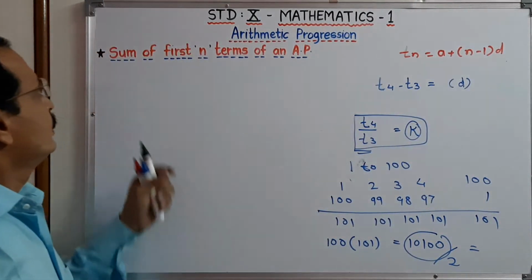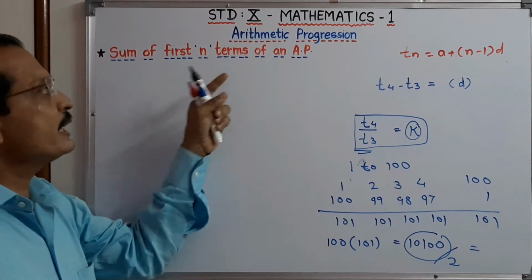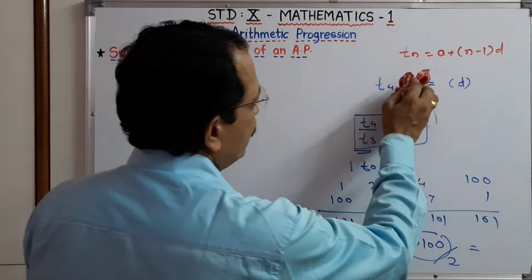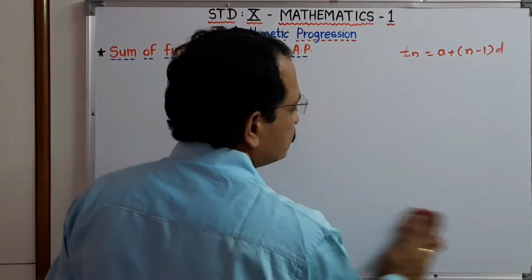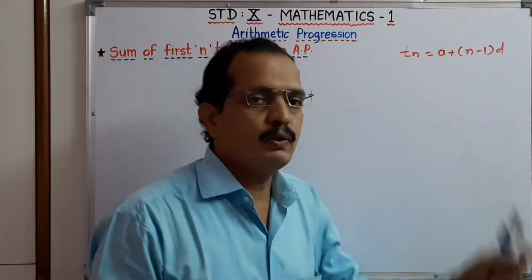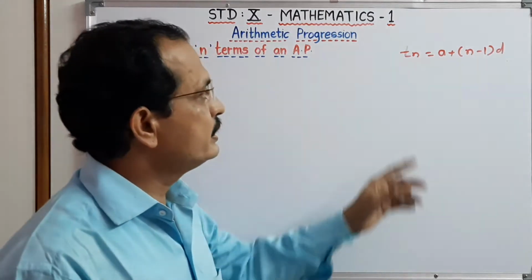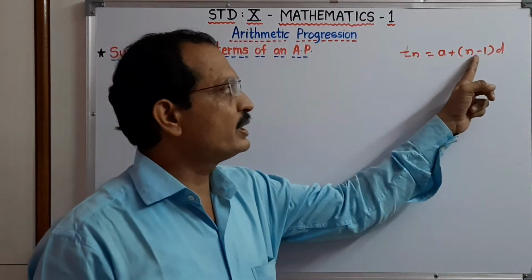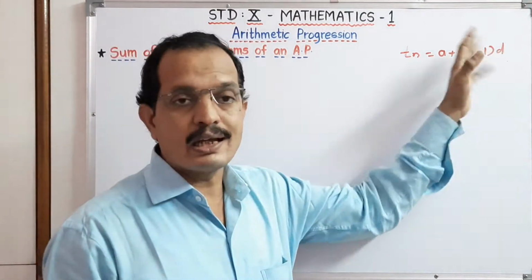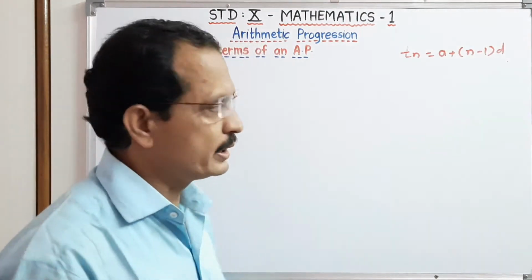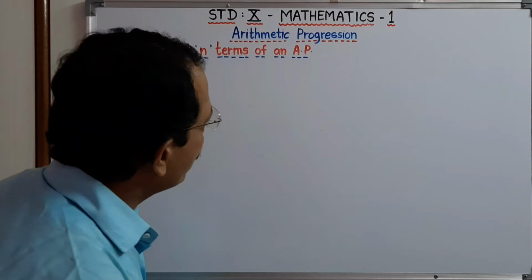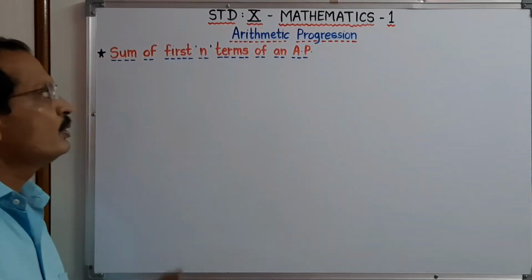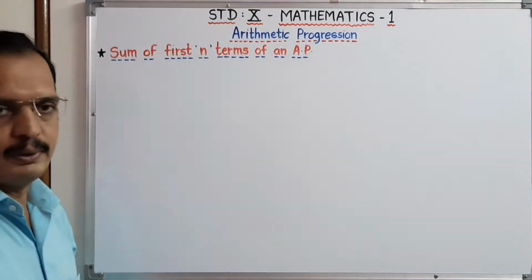Now see here, we have to find the sum of the first n terms of an AP. Dear students, all of you know that the formula for finding Tn is a plus n minus 1 into d. This is the last term of an AP, we suppose. Now see here, what we have to find out? We have to find the sum of the first n terms of an AP.